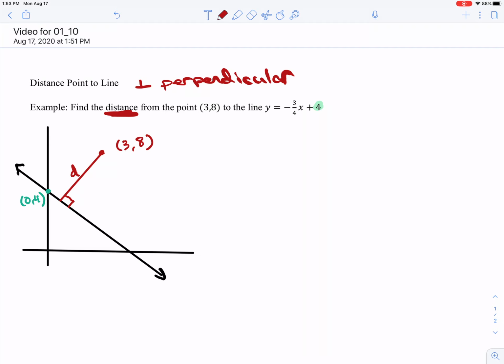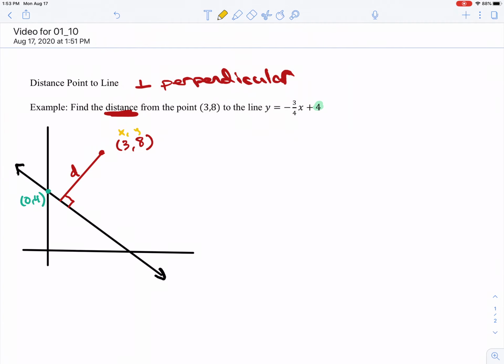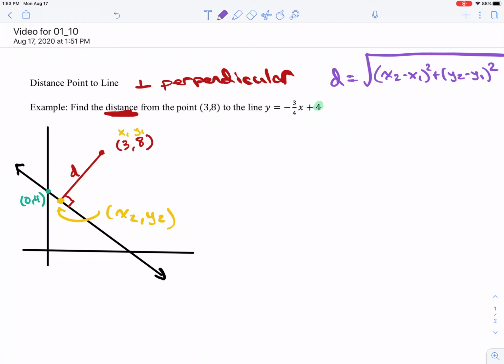So the challenging part is that, well, we kind of do have x sub 1 and y sub 1. But I don't really know this point here. As soon as I knew that point, that would be x sub 2, y sub 2. So the challenge is, how do we find the coordinates of that point? Because I can't really use the distance formula. Just to remind you, distance equals the square root of x sub 2 minus x sub 1, squared, and so on. I can't really use this until I have both coordinate points.